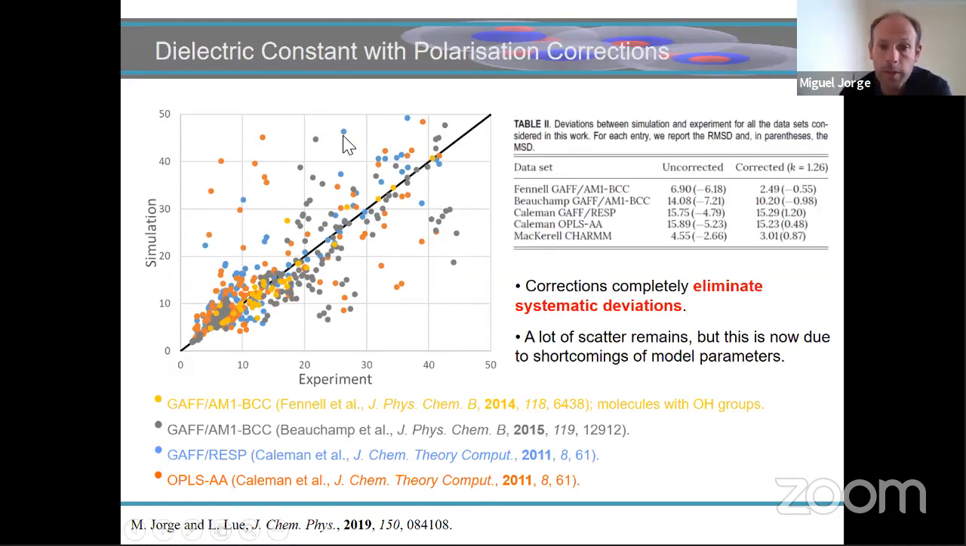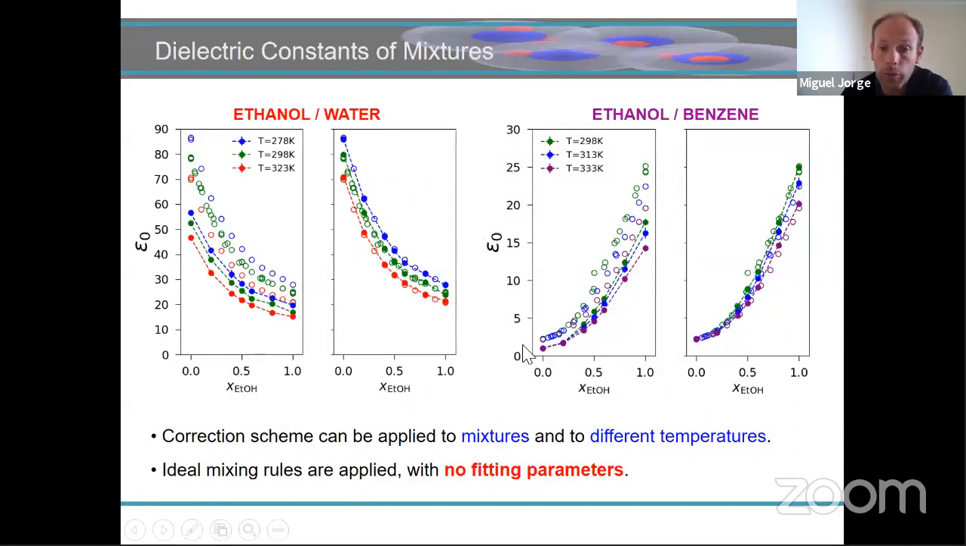Okay. Now, there's still a lot of scatter, and that comes from the fact that the dielectric constant is difficult to predict using any kind of model. But we're quite happy that we eliminated this systematic deviation. And just to conclude, well, first, before I go to that, we also recently showed that we can apply simple mixing rules with no fitting parameters to predict the dielectric constant of mixtures, ethanol and water in this case, and ethanol benzene over a range of temperatures. So this is only using a single scaling factor fitted to one point, and then everything falls out neatly from this.